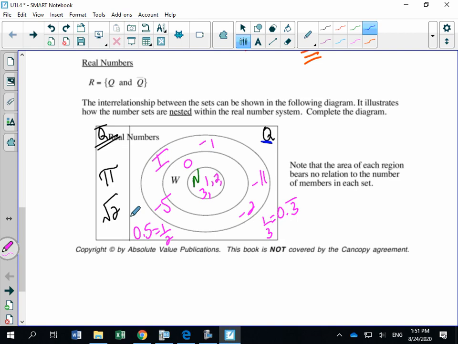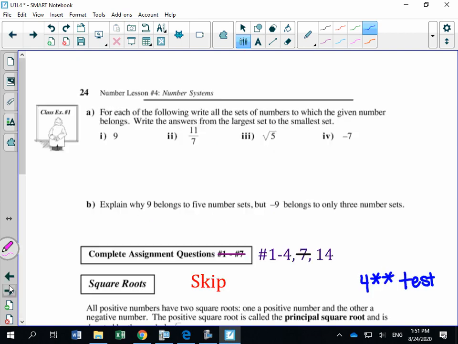We're going to do one more question, and then I'm just going to give you your homework. And if you get this, then that's it. Okay, let's do the one and only class example.